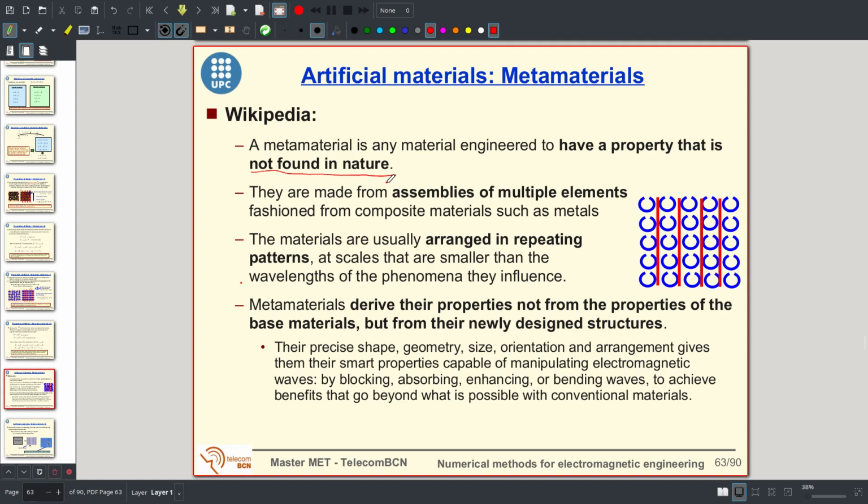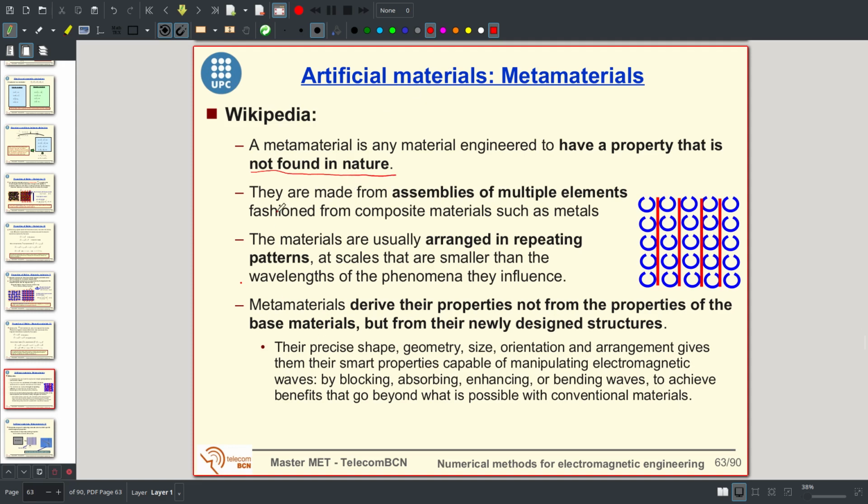And this magnetic surface current and surface charge density do not exist in nature, but that means that the magnetic conductor does not exist in nature. But we can artificially create a material that behaves as a magnetic conductor. So we can achieve properties that are not found in nature. How can we do that?